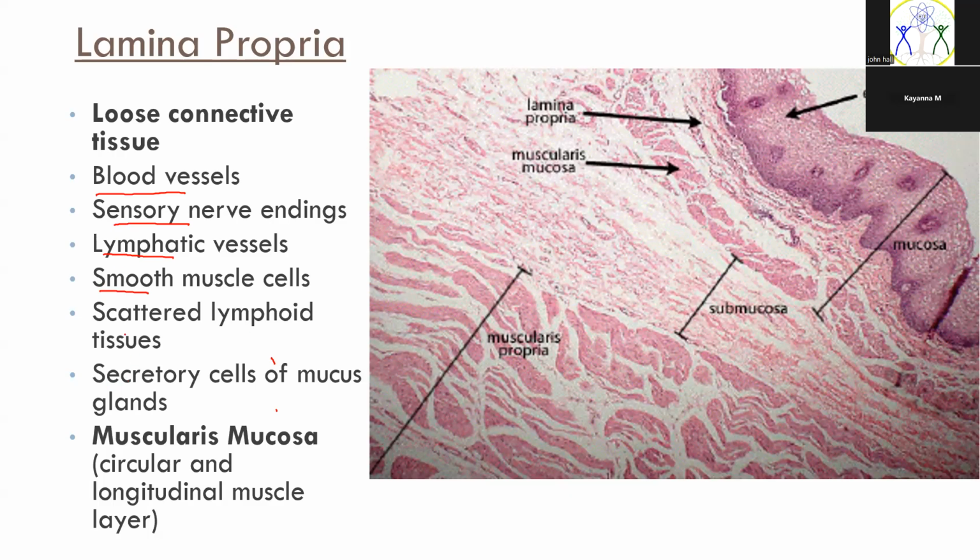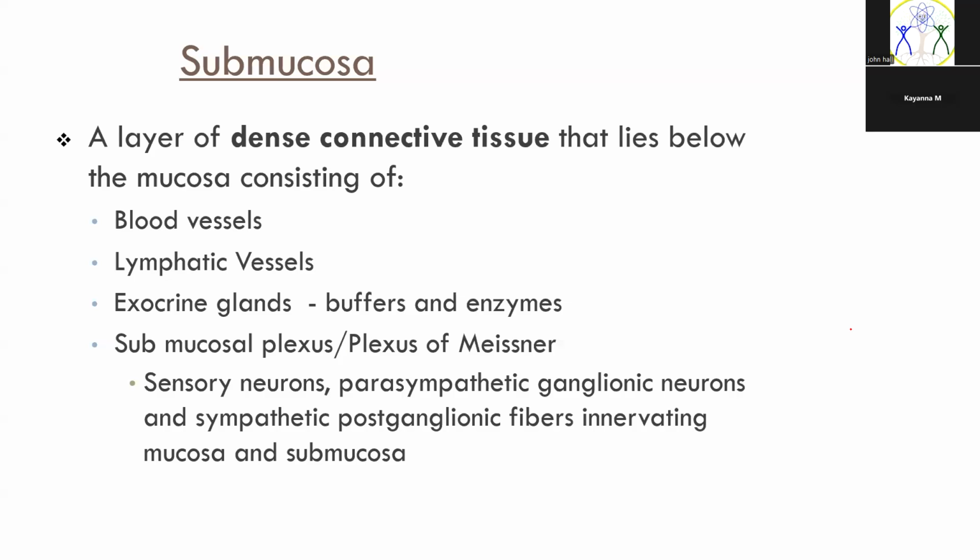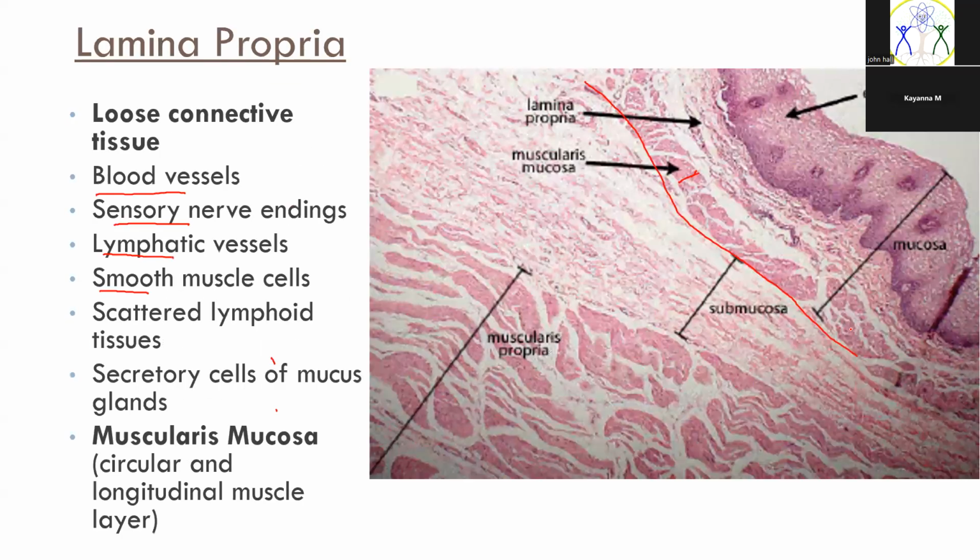Then now we have the muscularis mucosa. As I mentioned to you, this layer here, of course, being muscle, is going to contract. As I mentioned, it can put pressure on the lamina propria, which helps to squeeze out glandular secretions, and it can also help to partially constrict around the mucosa to help to narrow the lumen. Just help to.